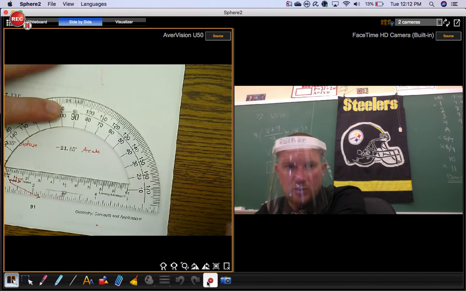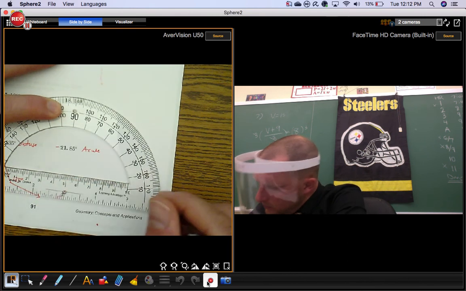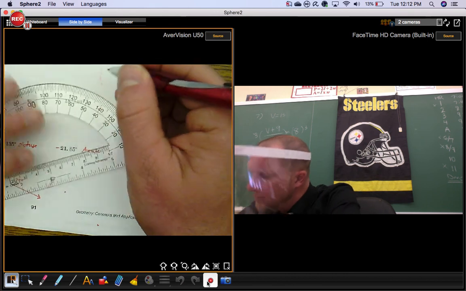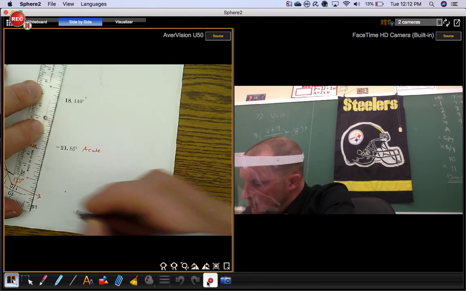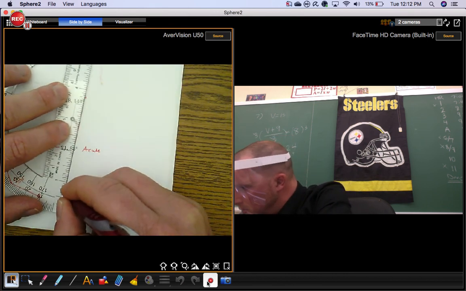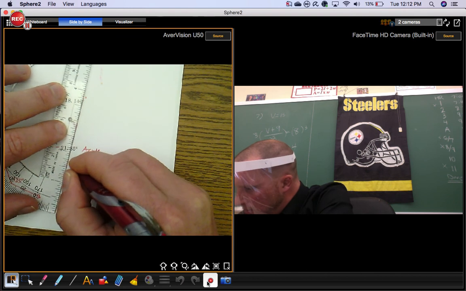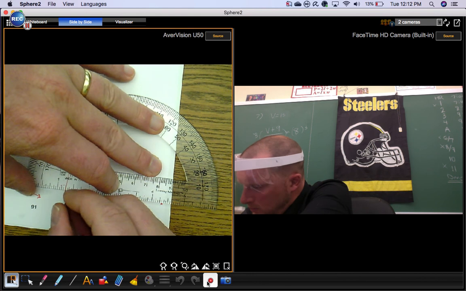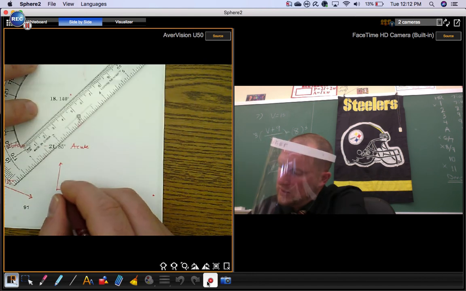Let's try this last one. I'll use the scale on the right again. So I'm going to put a point at my 0 and a point at my 85, and then I'm going to connect them. And that's your 85-degree angle.